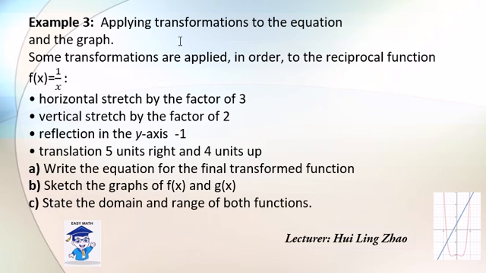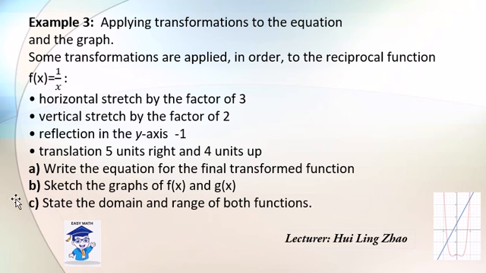Example 3. Applying transformations to the equation and the graph. Some transformations are applied in order to the reciprocal function f(x) equals 1 over x. There are 4 steps. Number 1, horizontal stretch by a factor of 3. Number 2, vertical stretch by a factor of 2. Number 3, reflection in the y-axis, negative 1. Next, translation 5 units right and 4 units up.